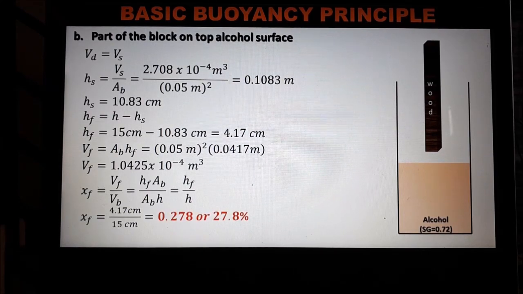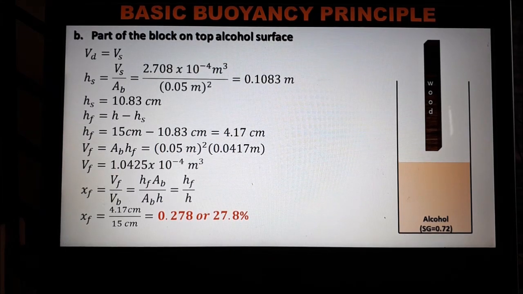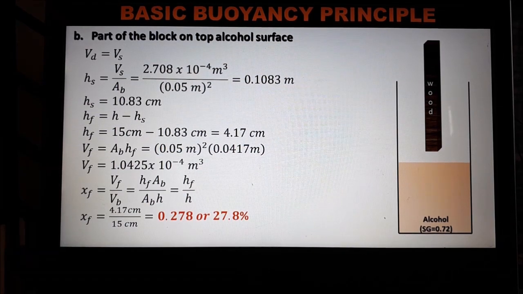And the percentage of the block on top of the alcohol surface is equal to 27.8%, compared to the percentage of the block on top of the water surface. This one is smaller because, again, as we all know, the specific gravity of the alcohol is less than the specific gravity of water.